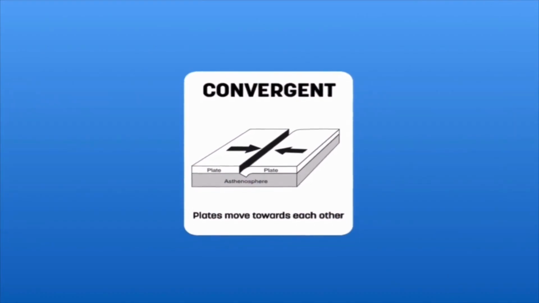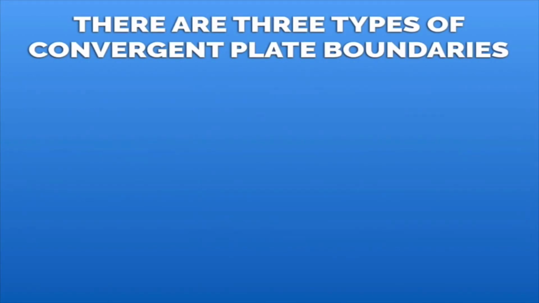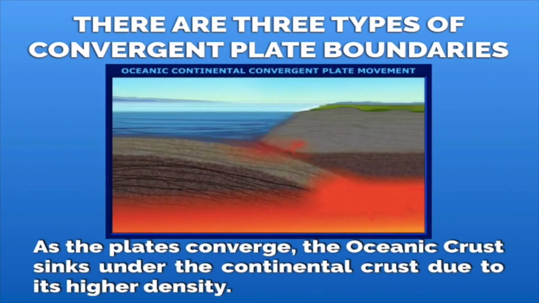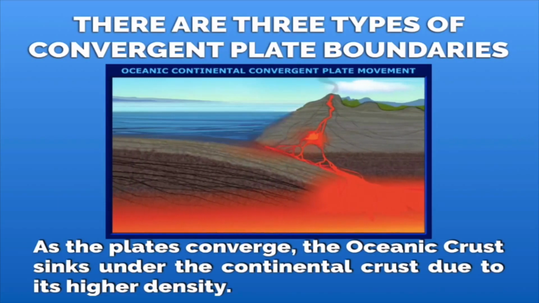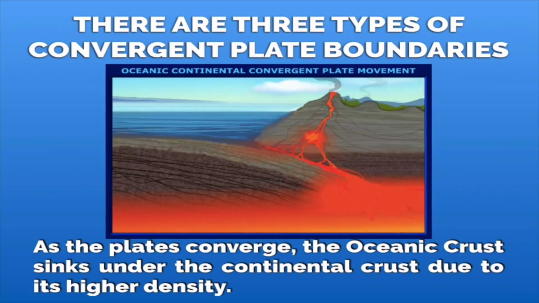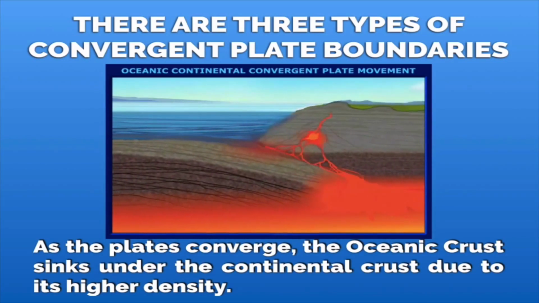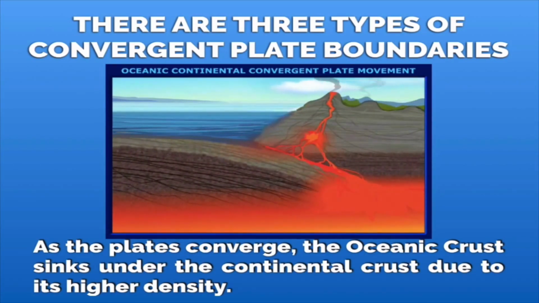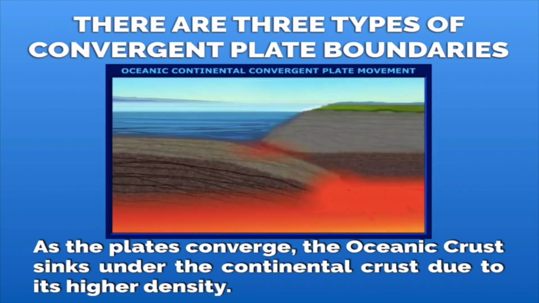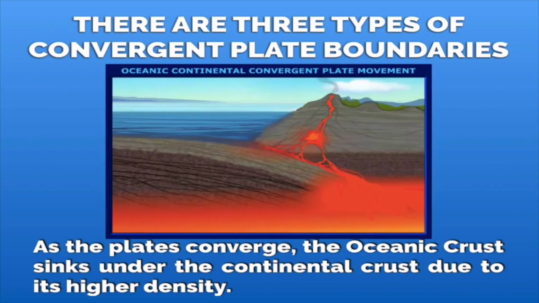Let's talk about the convergent boundary. So convergent boundaries actually have three types. Let's get started. So our first example is an oceanic continental convergent boundary. That's where the crust of the ocean is being pushed towards a land mass. As this occurs, the basaltic composition of the oceanic crust is more dense than the continental crust. So the continental crust overrides the oceanic crust.